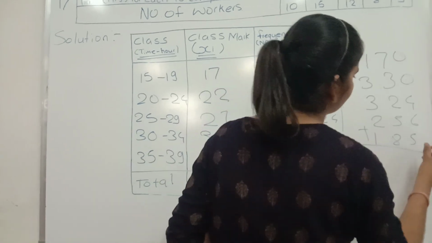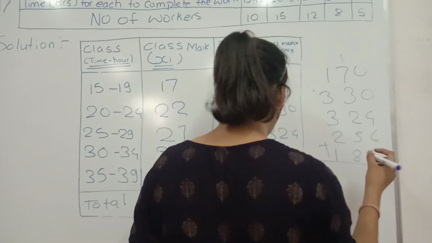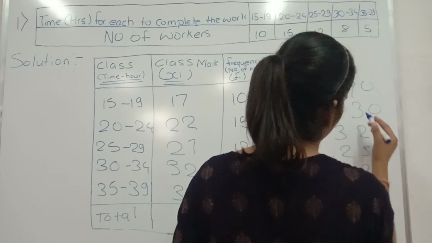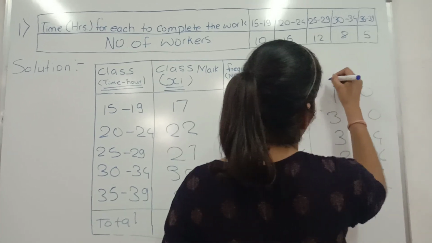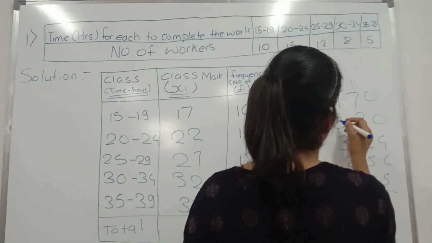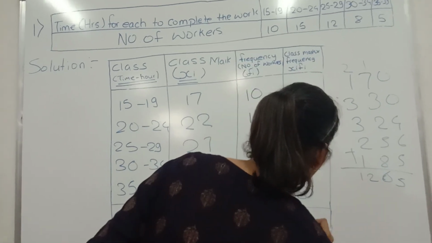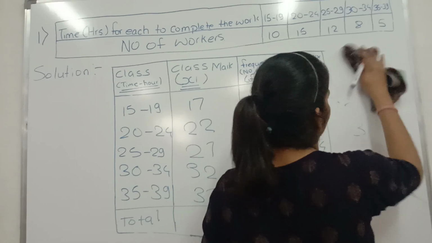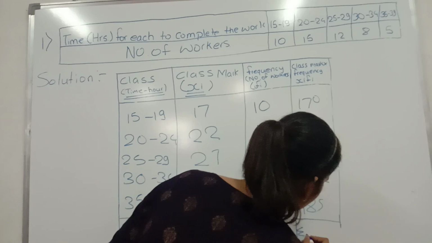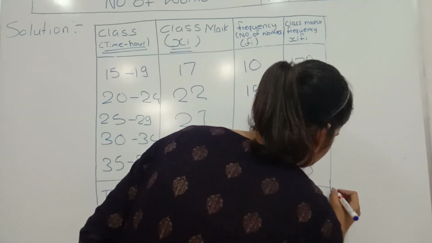Do the addition of all these things. 6 plus 4, 10, 15. Then the total will be 1, 2, 6, 5. Okay, so the addition is also done, but we have to write here summation fi xi is equals to, what is the answer? 1265.